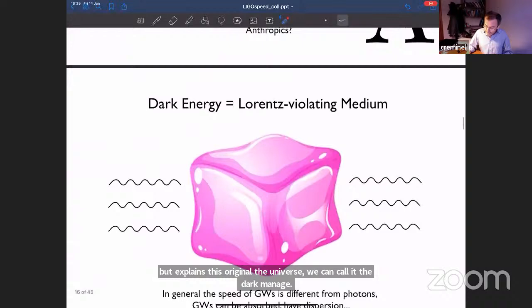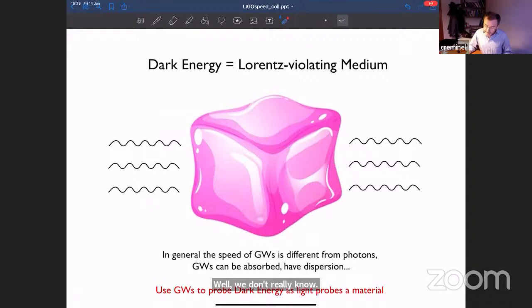Well, we don't really know, but in general, it is something that will violate spontaneously Lorentz invariance. What does it mean? It just means that you can think about dark energy as an additional fluid on top of, you know, there is dark matter, there is radiation, there are neutrinos, and then we can think that there is an additional medium which induces the acceleration of the universe.